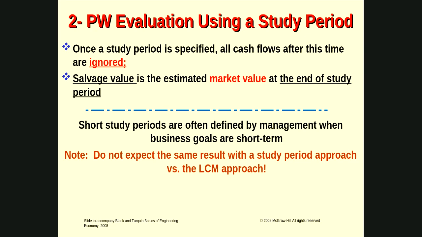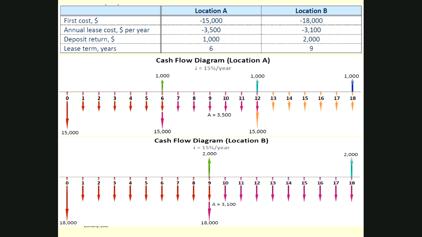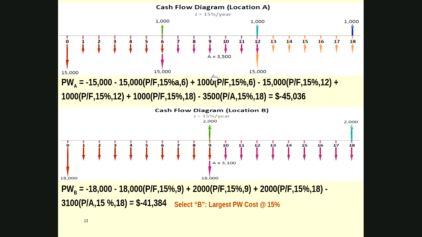Fine. Faisal, a question: P given F 15, number of years 6. For those who have 6, P given F 15 and number of years 6. Faisal is asking why the number of years. Why there is an A, you mean?